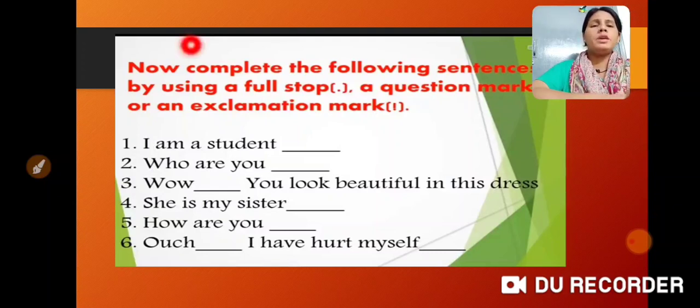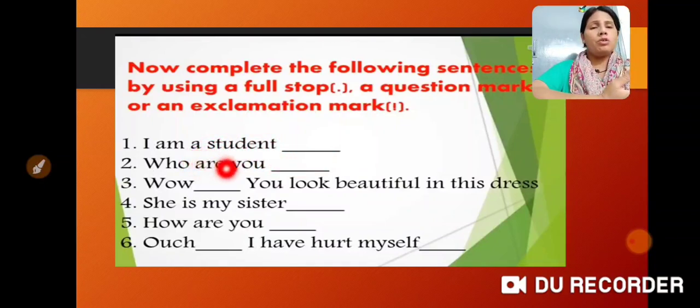Children, now complete the following sentences by using a full stop, question mark, or an exclamation mark. The first sentence is, I am a student. As this sentence is telling us something, we will put a full stop here. Then the second one is, who are you? This sentence is asking a question, so we will put a question mark here.